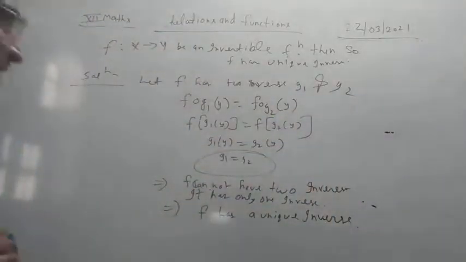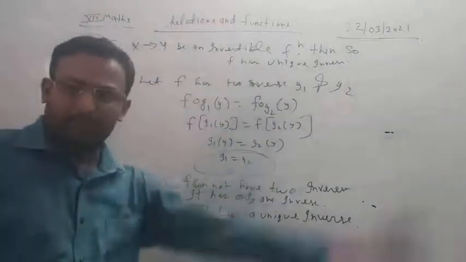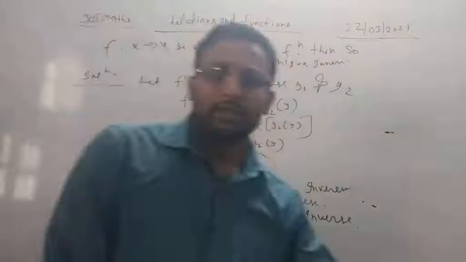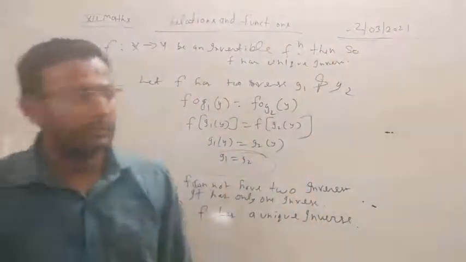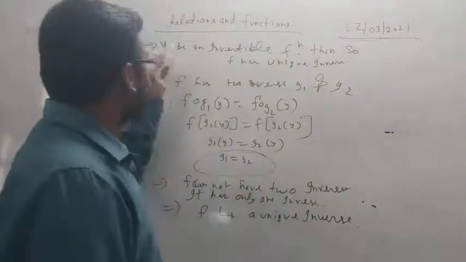First of all, students, we have taken, our question is that f from X to Y is an invertible function. Okay, so if f from X to Y is an invertible function, it means that there exists another function which is from Y to X.